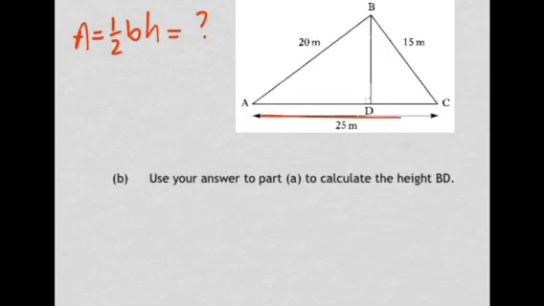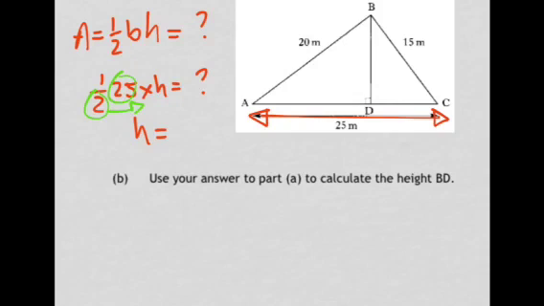We know that the base is 25, so we know a half of 25 times the height equals your number from above. We're trying to find the height, so that means the 2 needs to go over, the 25 needs to go over, and then you're left with the height of the triangle.